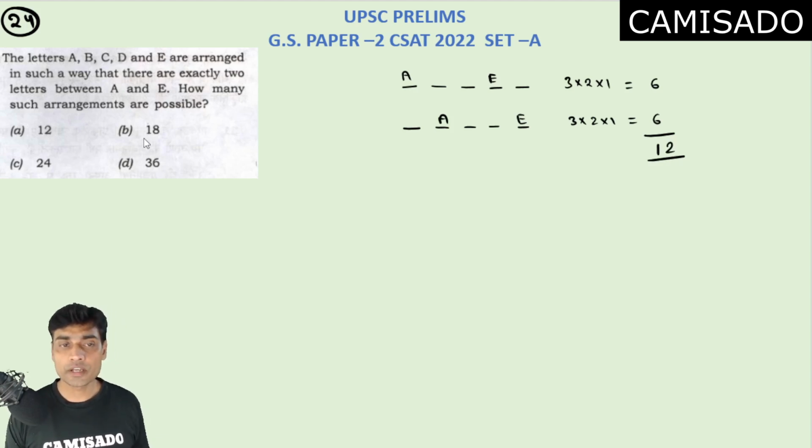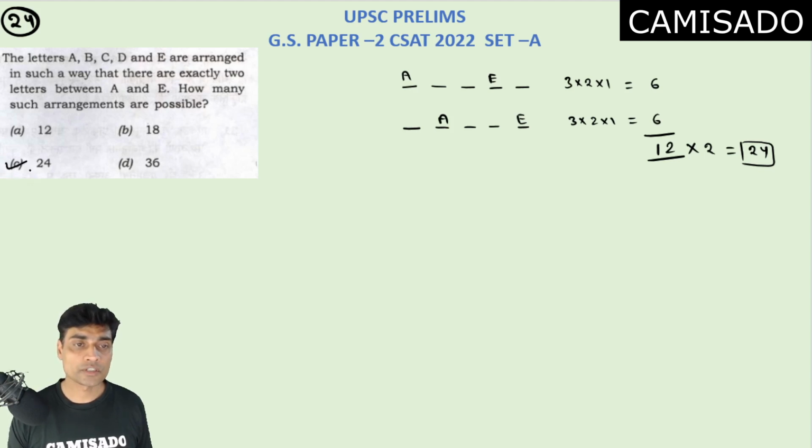And A and E can also be interchanged among themselves, because it is written that exactly 2 alphabets should come between A and E. So if we reverse the situation, into 2, so it's 24. Reverse means E will come first and A will come last in that case. Okay, reversing the order of A and E. So 24.